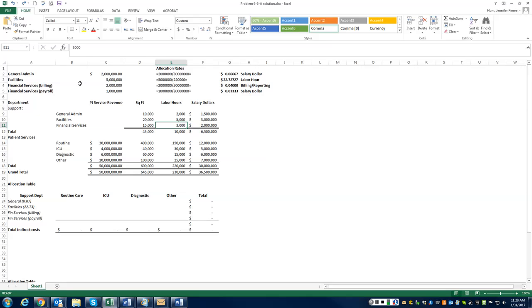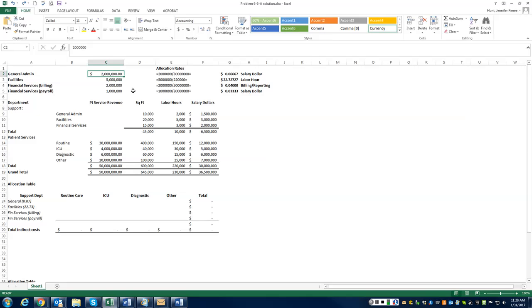In 6.3 and 6.4, we have three cost drivers. General administration, facilities, and financial services are our three buckets that we've created. What 6.6 is asking us to do is keep general administration and facilities as they are, but now we're going to look at two different cost pools and drivers for financial services, in terms of billing and in terms of payroll. So when we start setting up our calculations, general administration will stay the same.